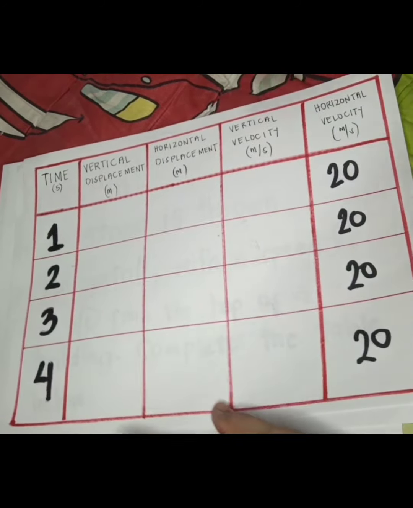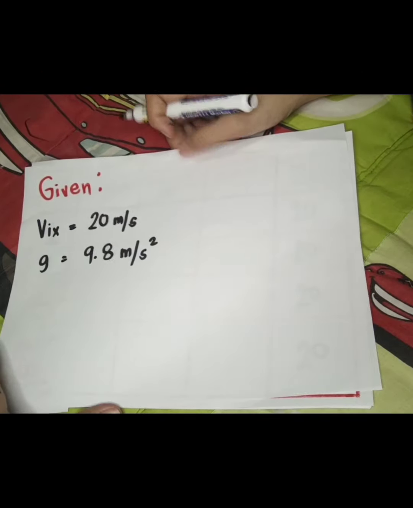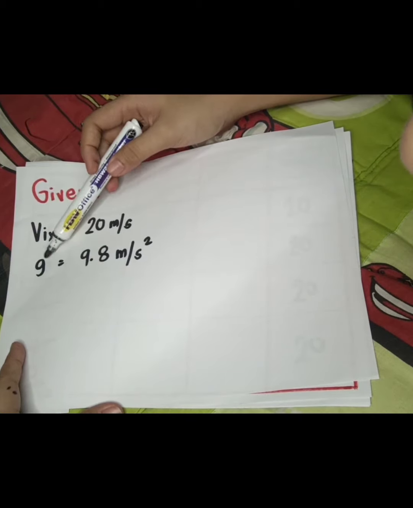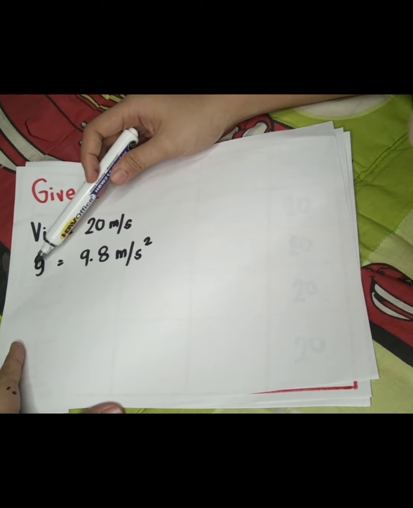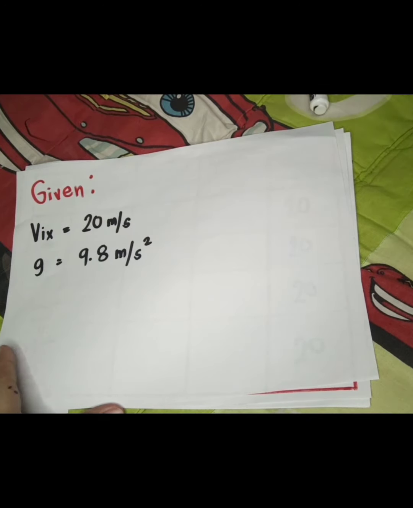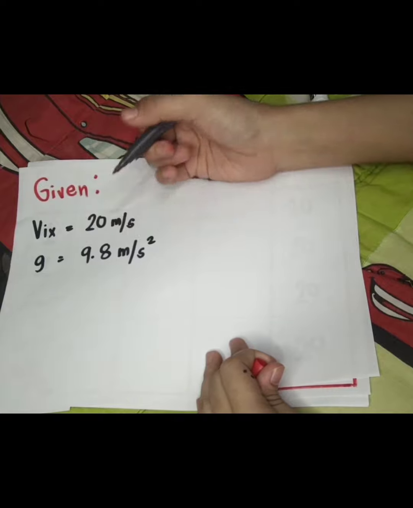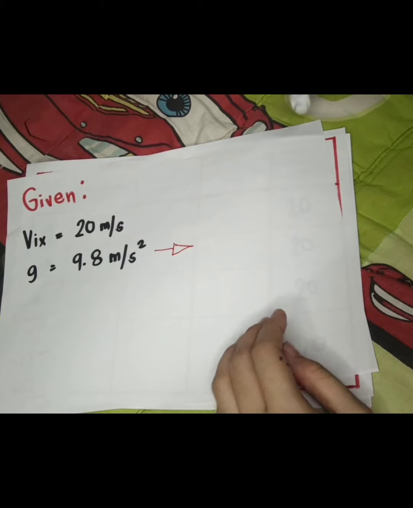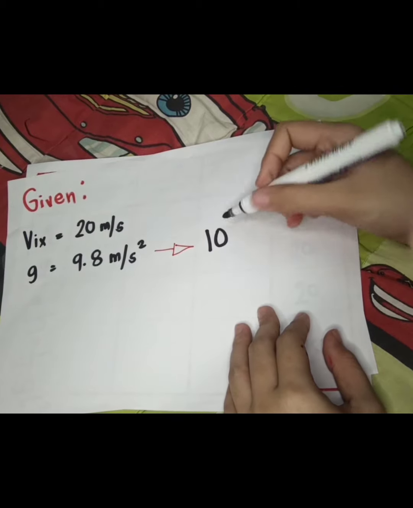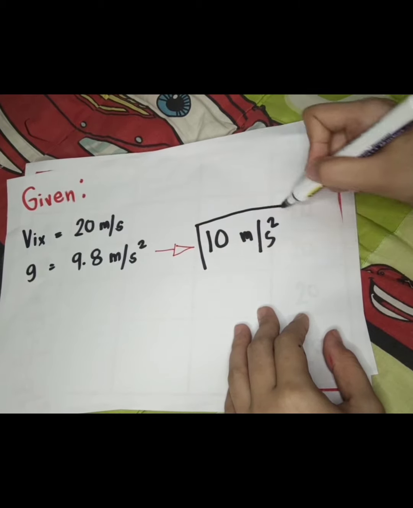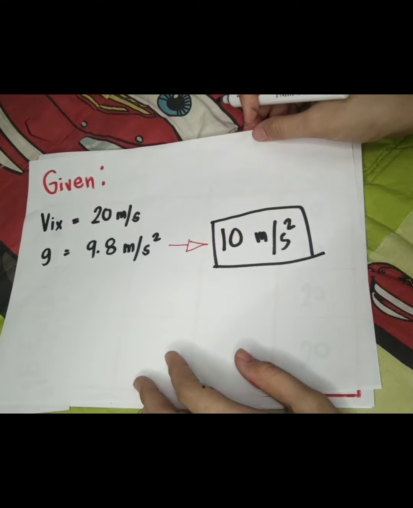So let us start. First, identify muna natin what are the given. Okay, so here is our given. First, we have the initial horizontal velocity of 20 meters per second. And then we have the acceleration due to gravity, which is yung small letter g natin, na 9.8 meters per second squared. Pero doon sa inyong module, i-round up natin yung ating acceleration due to gravity into 10 para wala na siyang decimal point. So, saradong 10 na natin siya. That would be 10 meters per second squared. So, ito yung gagamitin nating value ng letter G sa ating calculations later.